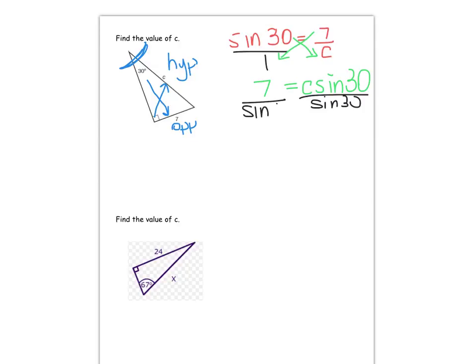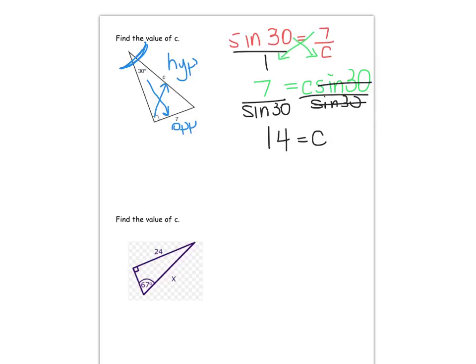We just haven't found out what the number is yet, but the calculator would know it. So we're going to divide that away to get C by itself. And so in our calculator, we're going to do 7 divided by the sine of 30, which is 14. Nice little number there.